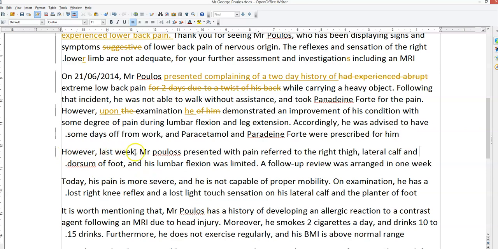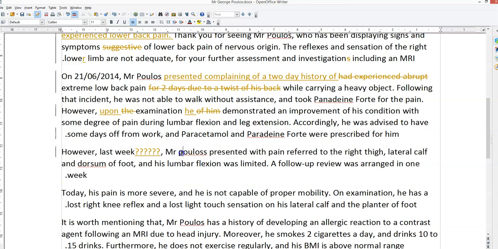Okay. However, last week, I will put the date, Mr. Pollis. I think that's only one S. Mr. Pollis presented with pain referred to a right thigh. How can pain refer? Referred? With pain? What? So presented complaining that his pain had transferred or had moved, or he now felt pain in his right thigh.